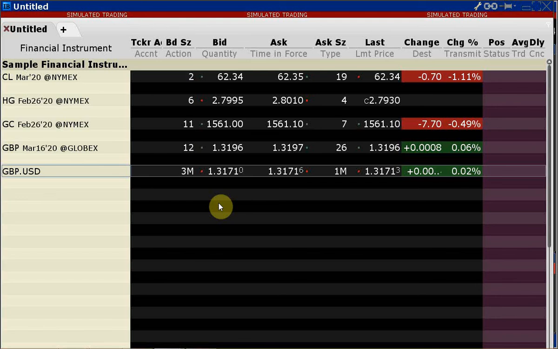Daily settlement of profits and losses, because futures are exchange traded. Essentially, futures: exchange traded, daily settlement of profits and losses. Forwards: OTC, one-shot settlement at maturity date. Okay, that's the difference.